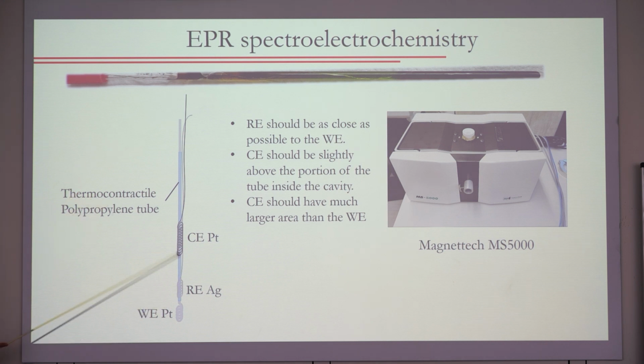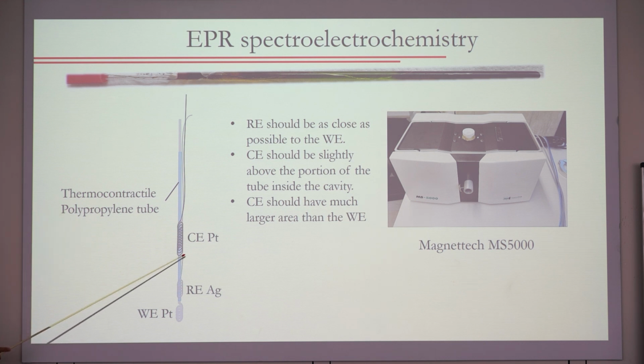But the important thing is, you have maybe a platinum working electrode. You have to increase its area so you can achieve electrolysis faster. And the reference electrode should be as close as possible. So it should be isolated, next to the working electrode, not far away.